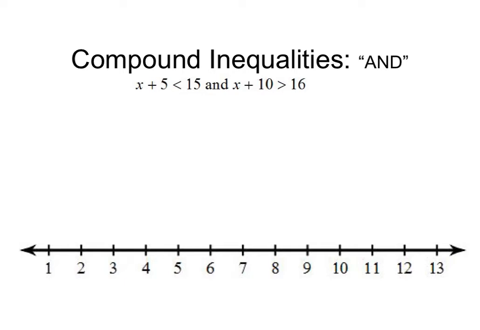Okay, so here I want to look at an example of what everything means. A compound inequality is basically two inequalities. I have x plus 5 less than 15 and x plus 10 greater than 16. I'm going to solve these inequalities independently from each other. So for x plus 5, I'm going to subtract 5 on both sides to isolate my variable. So x is less than 10.